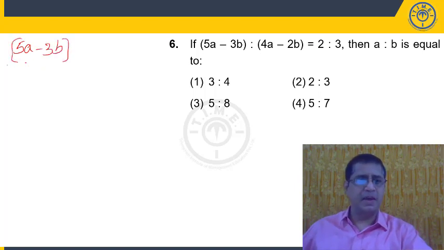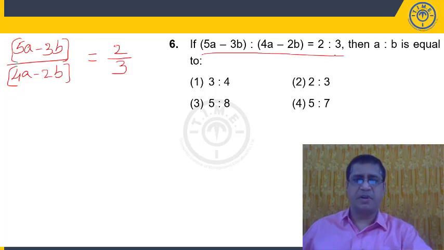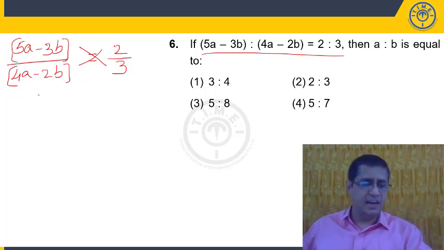5A minus 3B, 4A minus 2B. The ratio of these two is given here, 2:3. The meaning of this statement is A by B is equal to C by D. Now cross multiply this. What is the result? 3 into 5, 15A. 2 into 4, 8A. 15A minus 8A. How much is it? It is 7A.